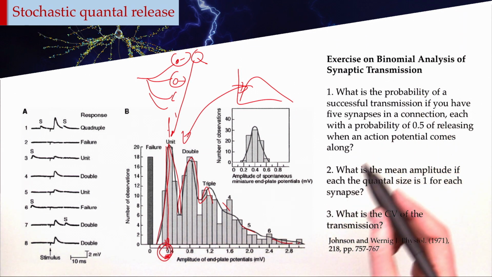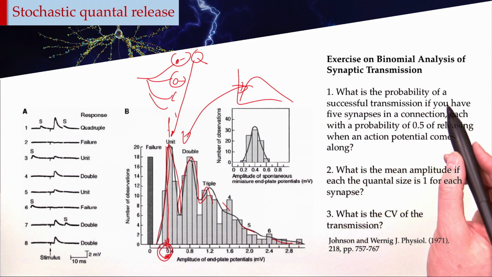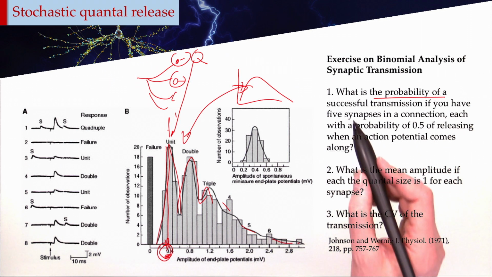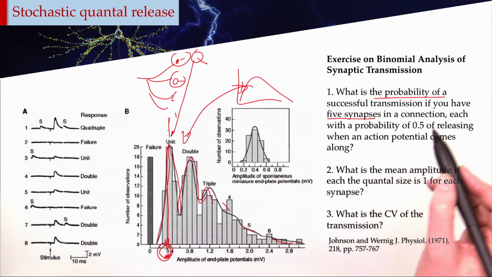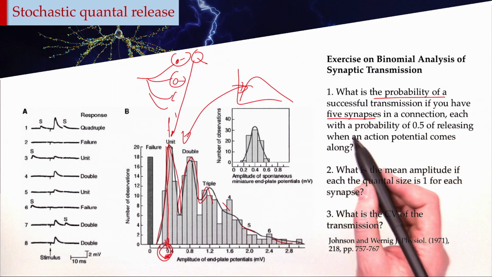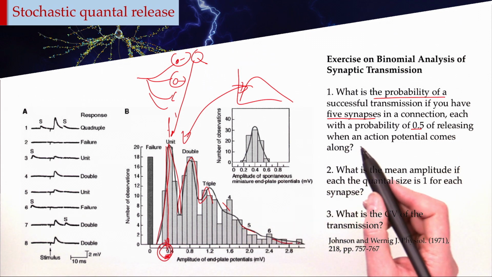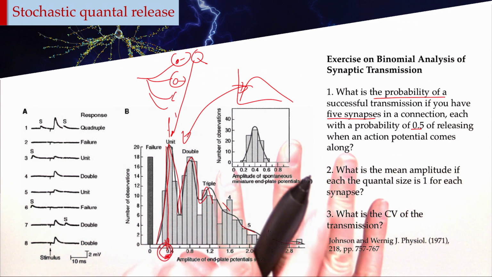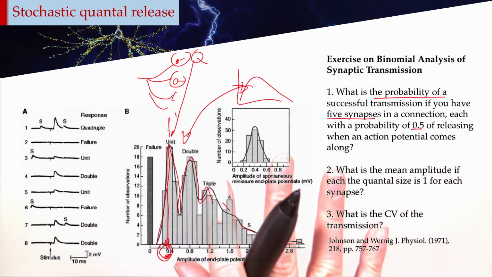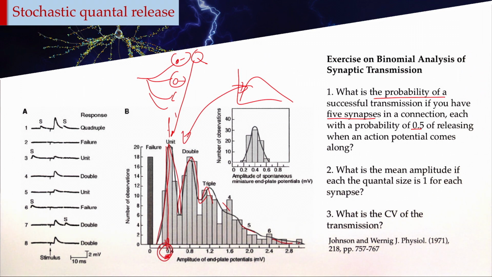As an exercise, try to answer for yourself the following question. What is the probability of successful transmission if you have 5 synapses in a connection, each with a probability of 0.5 of releasing when an action potential comes along? So you've got 5 synapses, each one has a 50% chance of releasing. What is the chance that you will have a complete failure? Or what's the chance that there will always be a success?